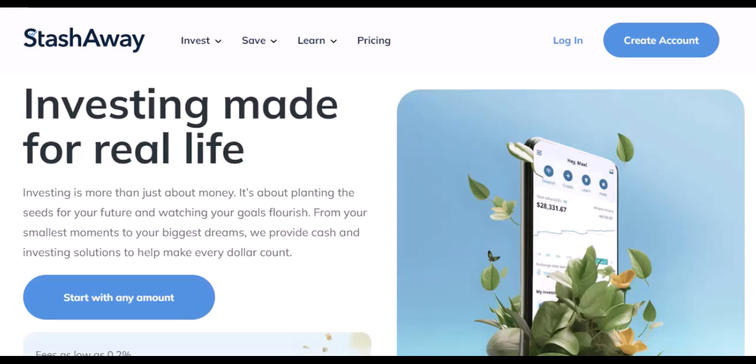Have you ever invested with Stashaway and wondered, can I actually cancel my account if I need to? Well, you're in the right place because that's exactly what we're diving into today. Stashaway is a popular investment platform offering a convenient way to start investing, especially for beginners.